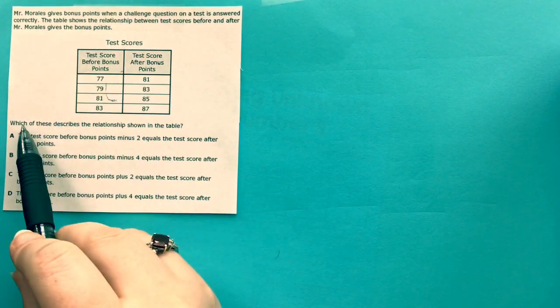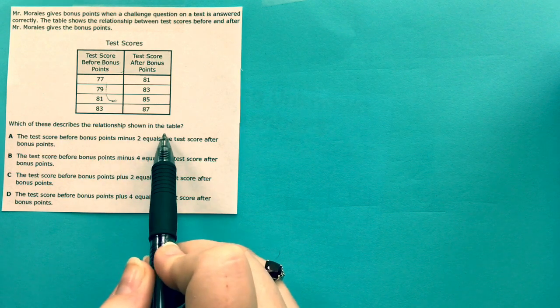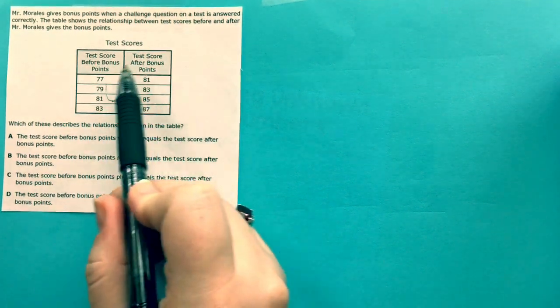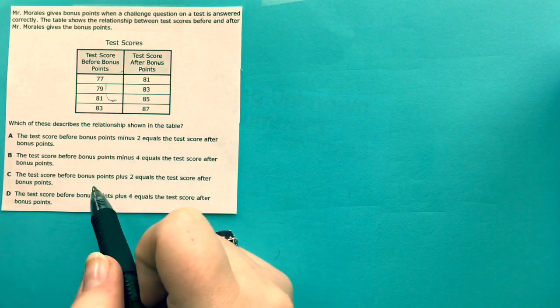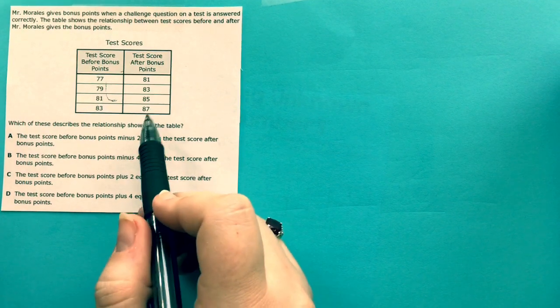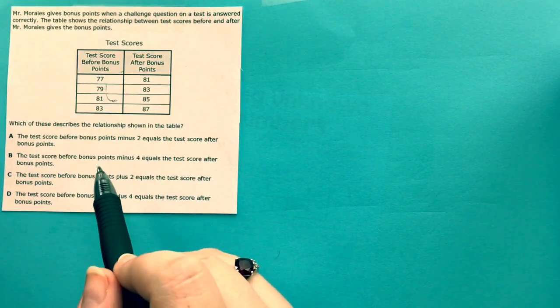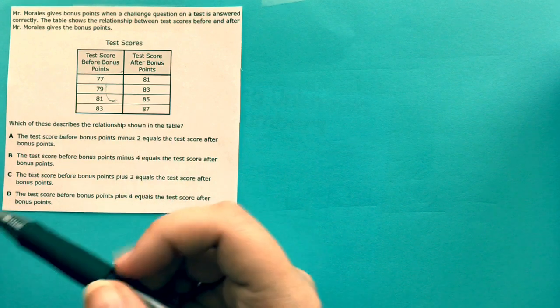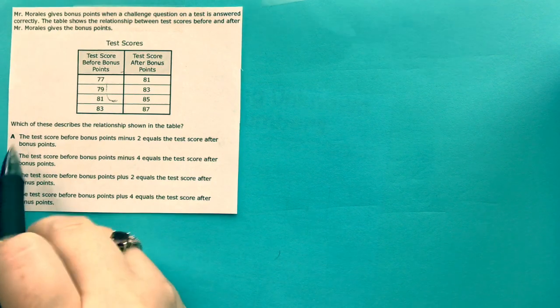So now my question says, which of these describes the relationship shown in the table? It has me a filled out table, and I'm going to read through these to see which one of these is true or false. Remember, our after bonus points is always going to be the larger number. If I get a challenge question right and get bonus points, my test score is not going to go backwards and get worse. It's going to get better, okay? So keep that in mind when we're reading these.